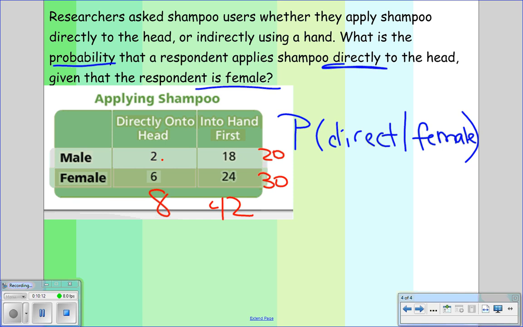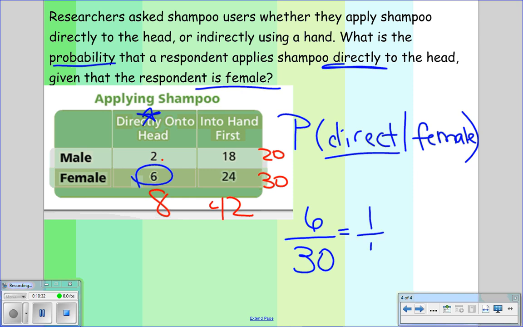Again, I'm looking at directly on the head, given that it's female. So I find directly onto the head, this one right here. There are 6 females that do that. So we are going to do 6 over the total of 30 females that we've asked. This reduces to 1/5, which gives us 0.2. And so our probability is 20%.